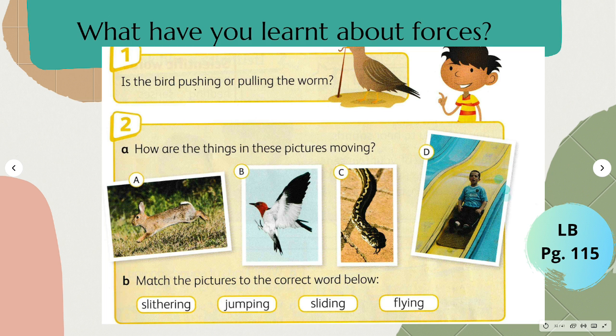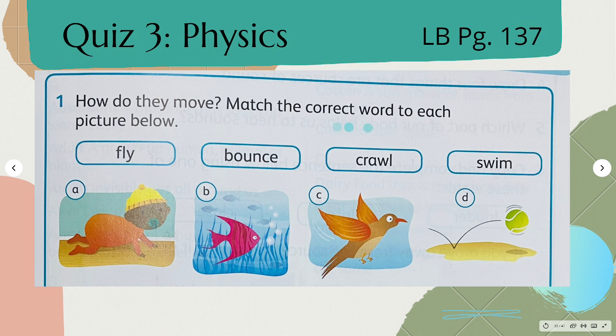So let's answer this question. How do they move? So match the correct word to each picture below: fly, bounce, crawl, and swim. The baby can crawl, the fish can swim, the bird can fly, the ball can bounce.